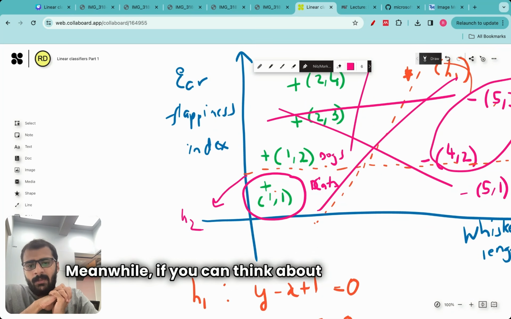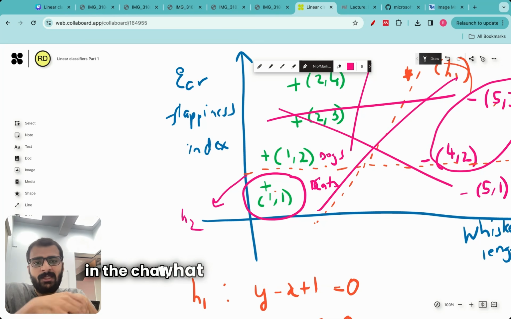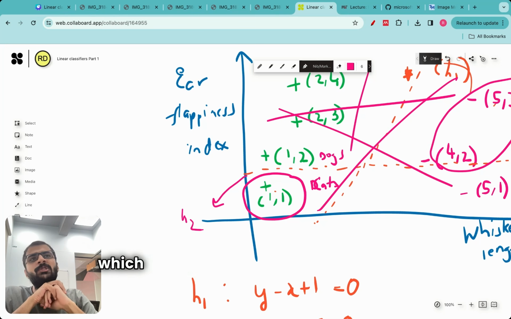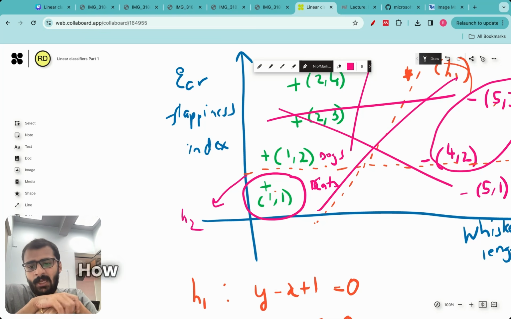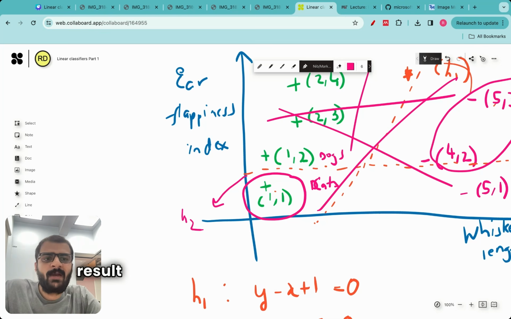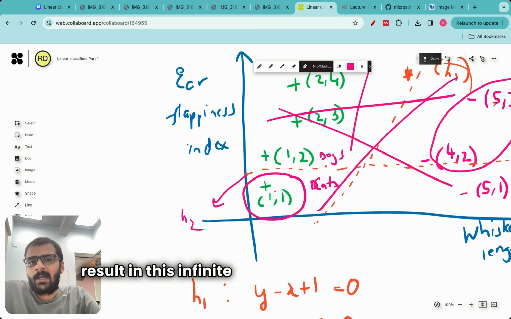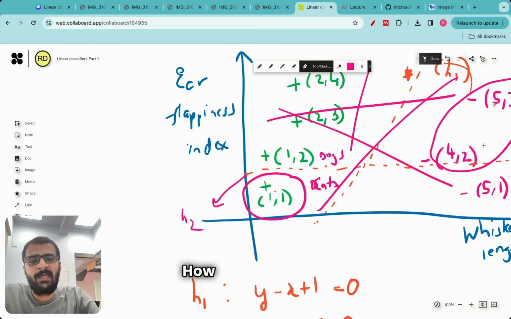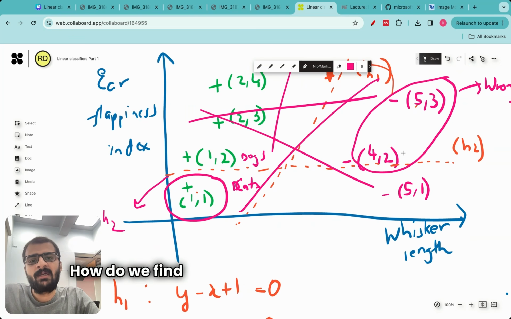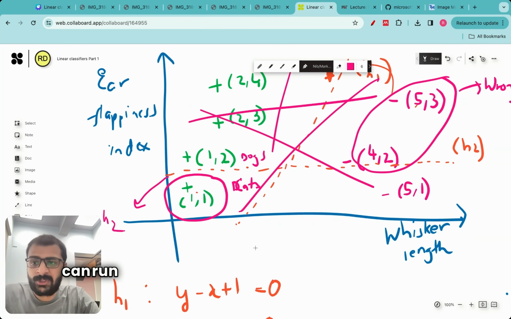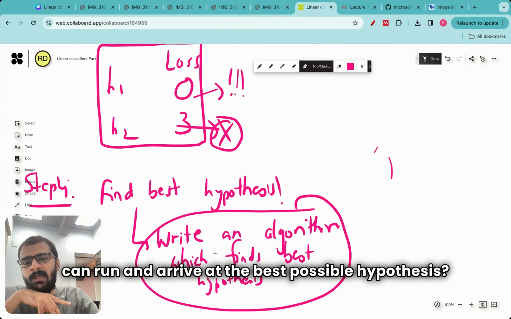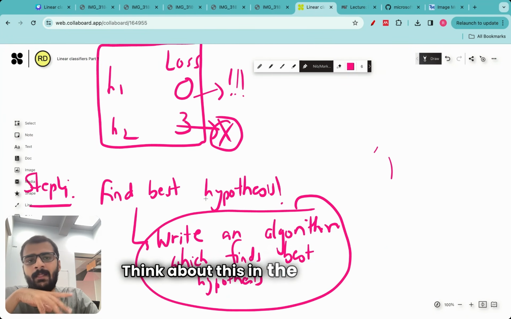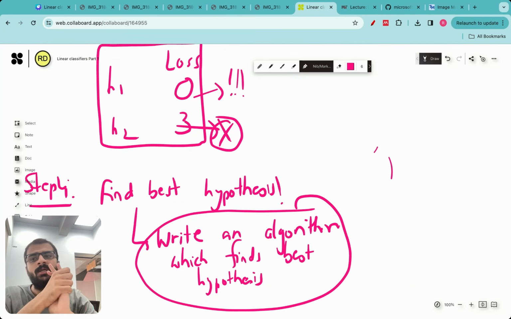Meanwhile, if you can think about it and comment in the chat, what can be a possible algorithm which can give us the best possible result? Mathematically, how can we arrive at the best possible result? In this infinite space of linear functions, how do we find an algorithm which the computer can run and arrive at the best possible hypothesis? Think about this in the next lecture.